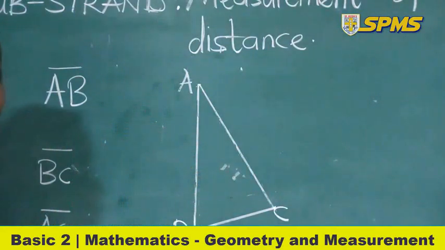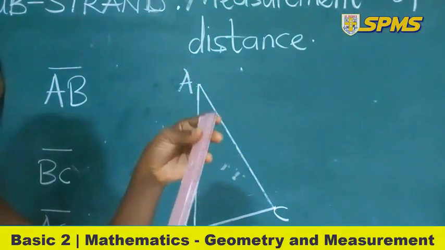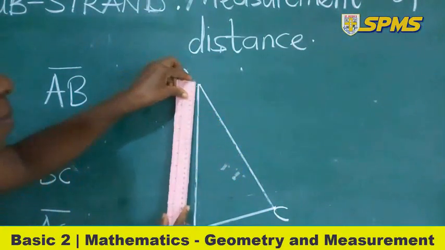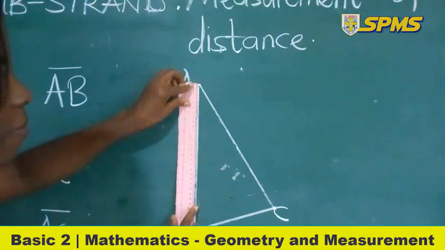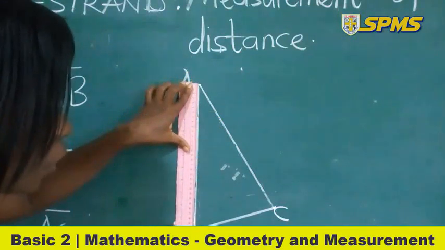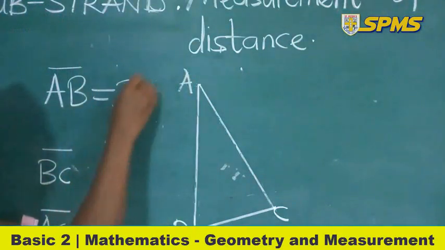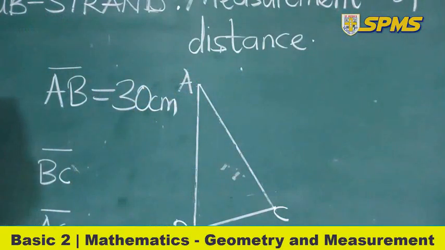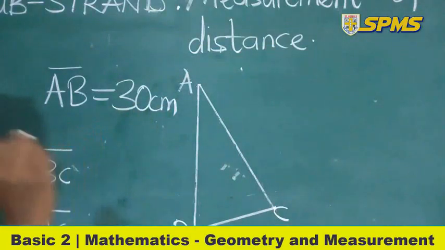You remember our line segment lesson? Yes. So I'm going to measure line segment AB, AC, and BC using my ruler. I'm going to use the centimeter side. So now measuring line segment AB with my ruler. Good. So line segment AB is equal to 30 centimeters. Remember I said centimeters is written cm. That is the short form for writing centimeters.